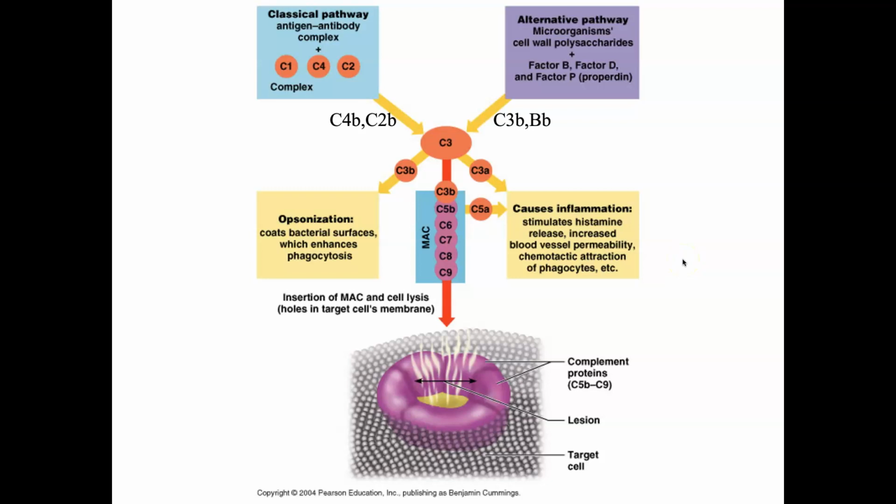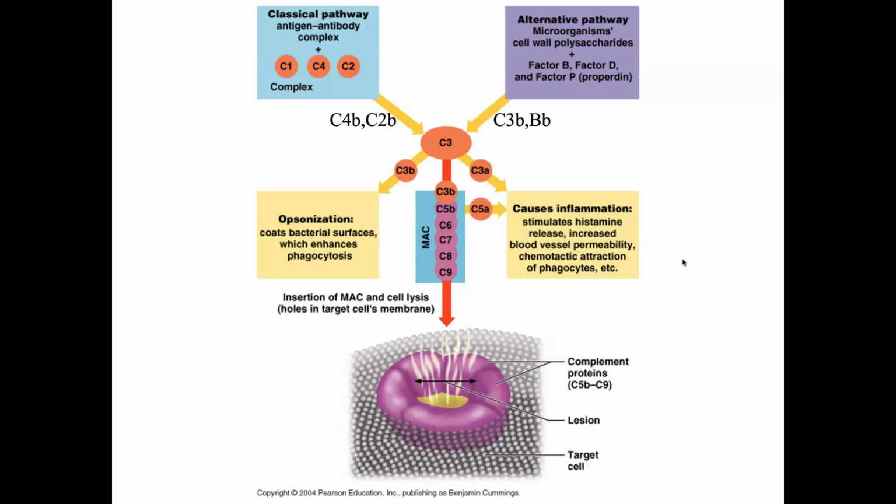Let's talk about the complement system. The complement system is a collection of more than 25 plasma proteins and cell membrane proteins that, when activated, aid in immune processes such as opsonization, inflammation, and production of the membrane attack complex.